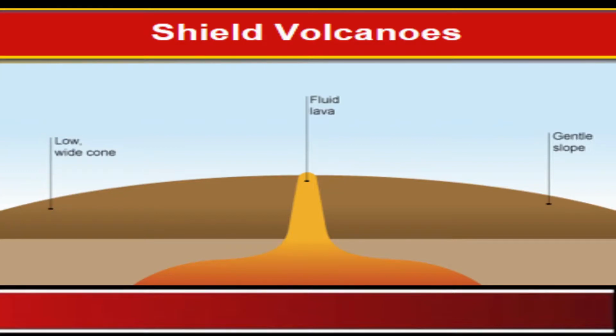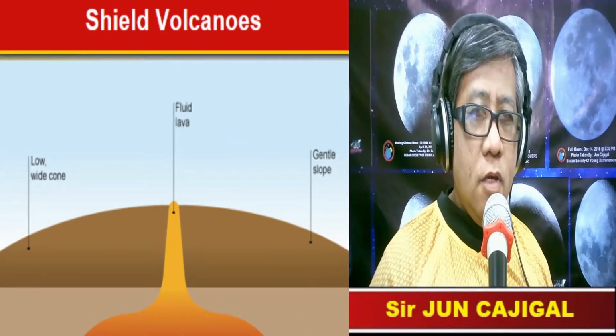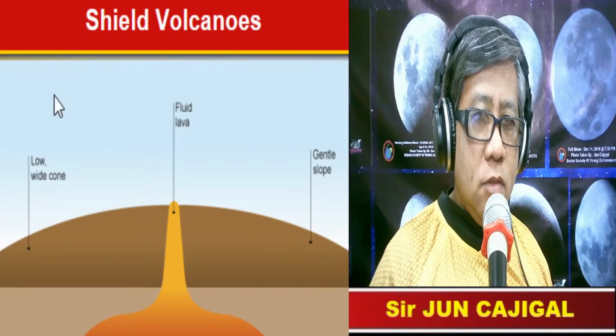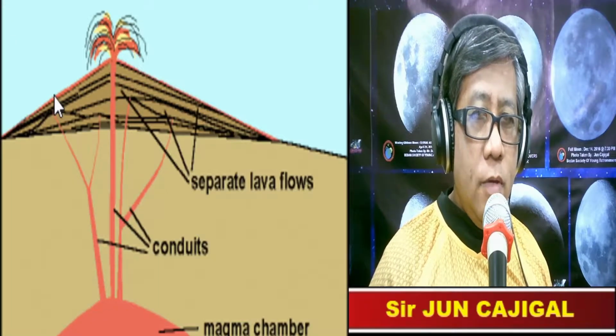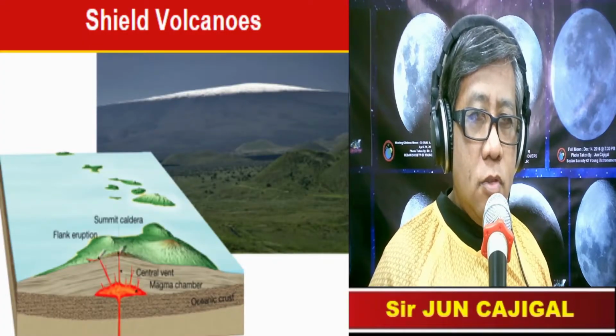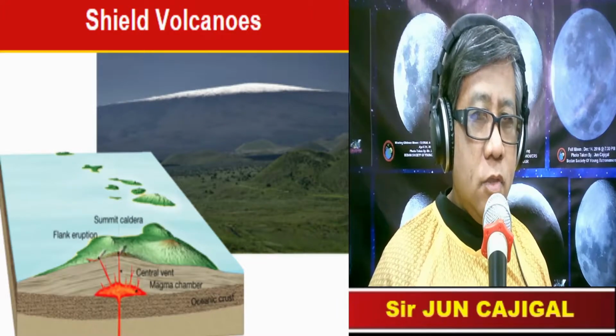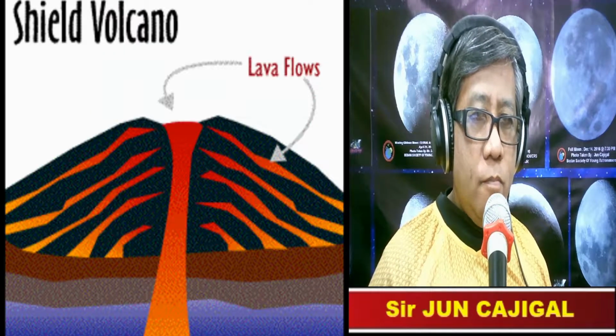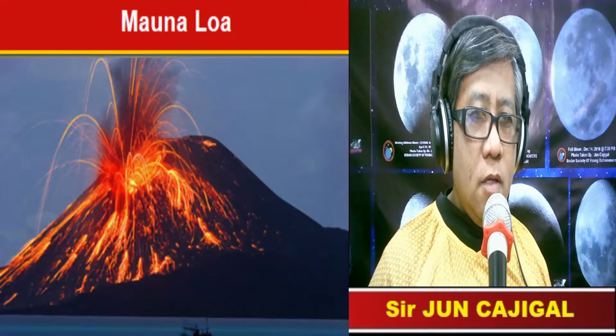Examples of shield volcanoes include Mount Kilauea and Mauna Loa in the Hawaiian Islands. Alright, so that's how we describe shield volcanoes. Again, shield volcanoes are volcanoes with broad bases and with gently sloping sides. And in terms of composition, shield volcanoes are composed primarily of basaltic lava, like Mauna Loa in the Hawaiian Islands.